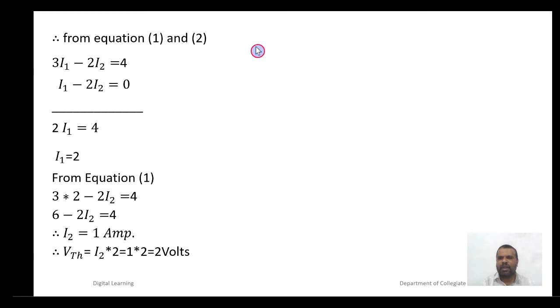From equations 1 and 2, 3I1 minus 2I2 is equal to 4, I1 minus 2I2 is equal to 0. That is, 2I2 gets cancelled, 2I1 is equal to 4, I1 is equal to 2. From equation 1, 3 into 2 minus 2I2 is equal to 4, 6 minus 2I2 is equal to 4, or I2 is equal to 1 ampere. Therefore, VTH is equal to I2 into 2, that is equal to 1 into 2 is equal to 2 volts.